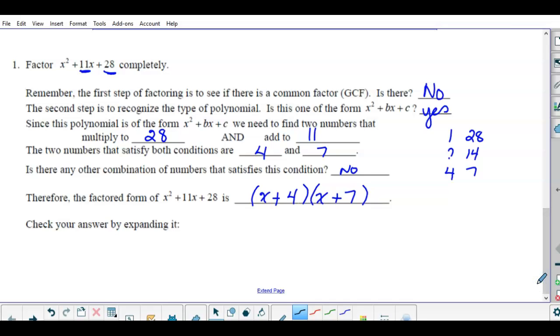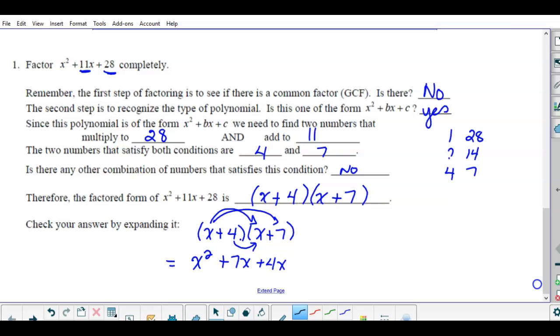Okay, so that's what we're going to do here. So we're going to take x plus 4 times x plus 7. So first, outside, inside, and last. And then you collect like terms. Make sure that's the original expression. We can do that all next week.